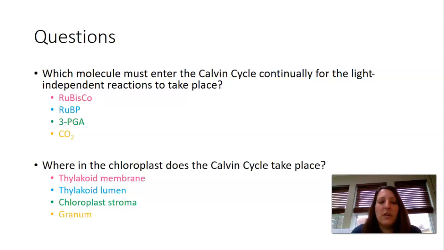The first question here, we got 4. Which molecule must enter the Calvin cycle continually? What has to be continually taken in by these plant cells and continually enter into chloroplasts in order for the light-independent, or the Calvin cycle, to continually take place? What's required? Is it Rubisco? Is it RUBP, 3-PGA, or carbon dioxide, CO2?